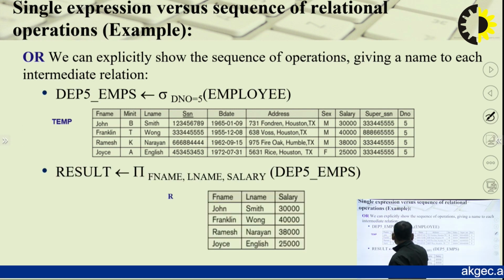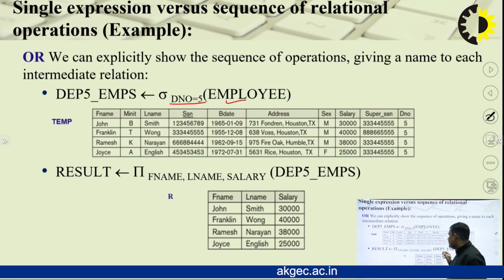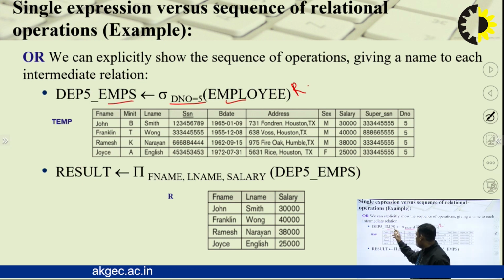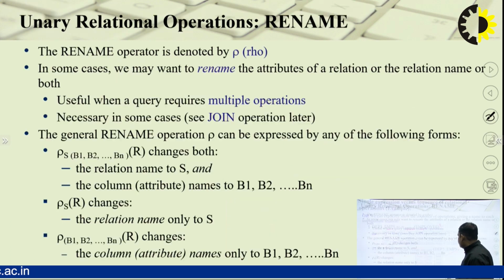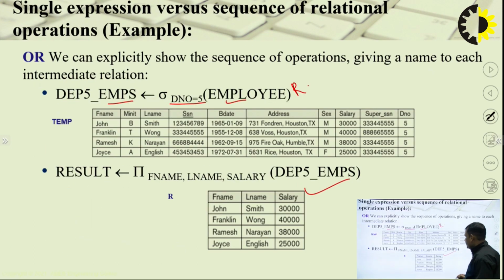Department and employee, department number 5. Department number is 5, or any relation name R is employee. Renamed by department and employee. The desired output is this table: first name, last name and salary. The resultant output.